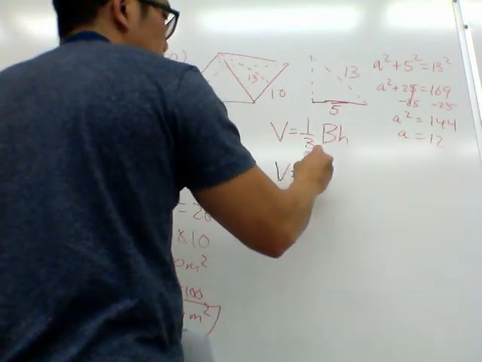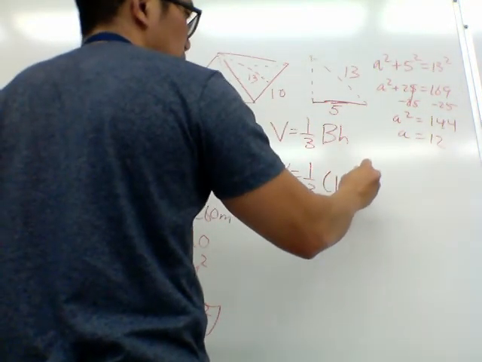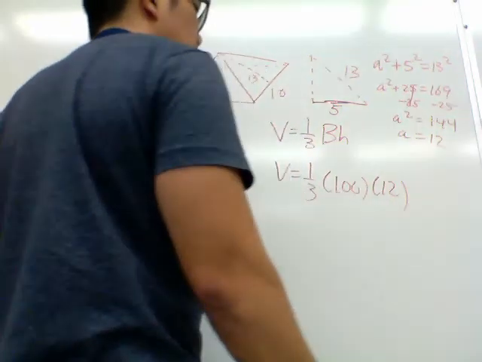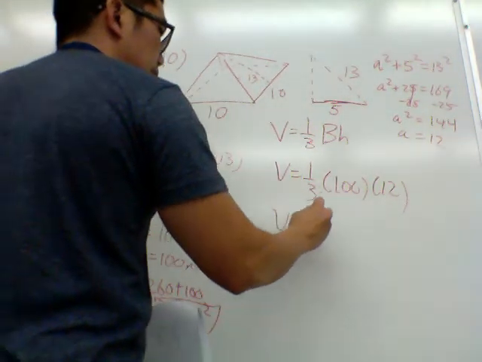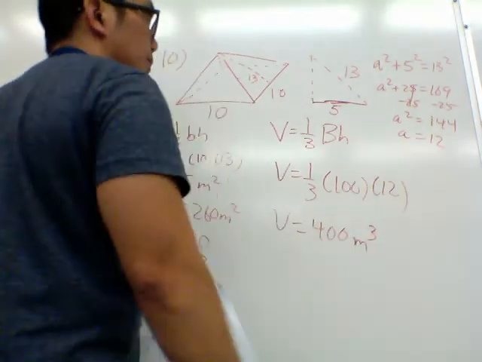So volume is equal to 1/3. Big B is 100, that's the area of the base, and the height is 12. Okay? So your volume is 400 meters cubed.